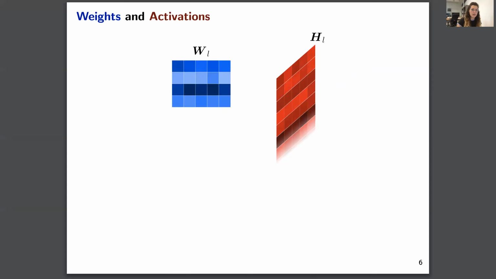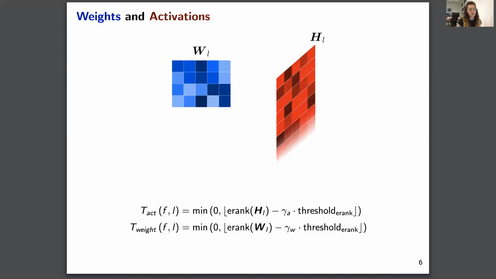When orthogonality is low and thus redundancy is high, we pause neurogenesis and instead continue with just weight updates until the orthogonality increases again. This defines a trigger for activation and weight-based strategies, comparing the current effective rank to a threshold computed by the layer's initial effective rank and a hyperparameter gamma that is near 1.